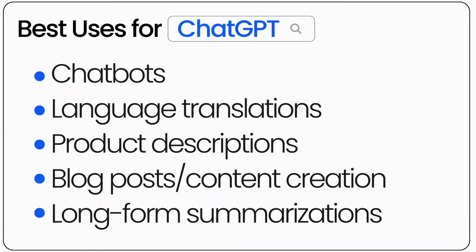All right. Let's talk about best practices or best uses. The best use for ChatGPT is for chatbots, language translation, product descriptions, blog posts. Oh my gosh, it's so awesome to say, instead of spending hours trying to think of blog post content, write a blog post on this. It's so awesome. Content creation, which we use it a ton for, long form summarizations, and lengthy, boring, dull reports, which nobody wants to write.